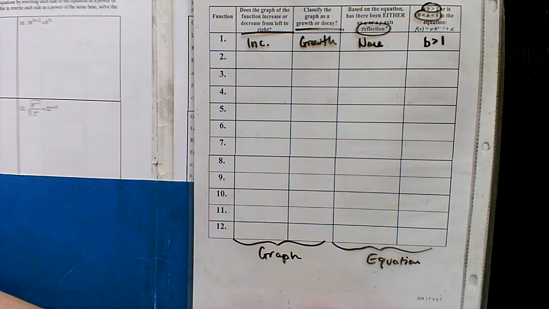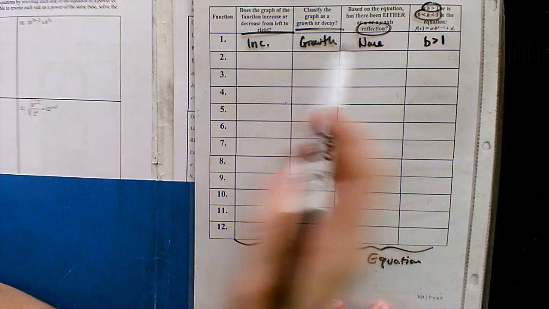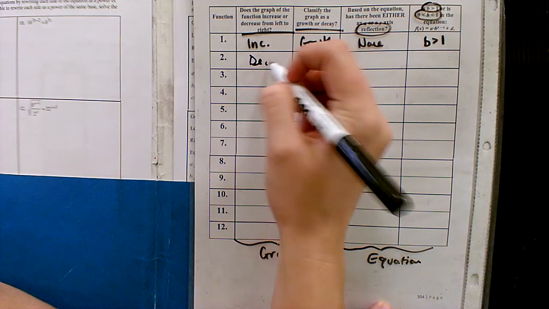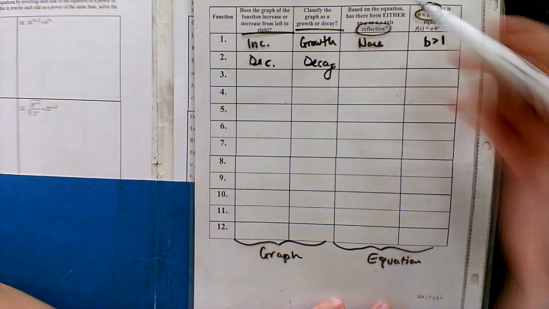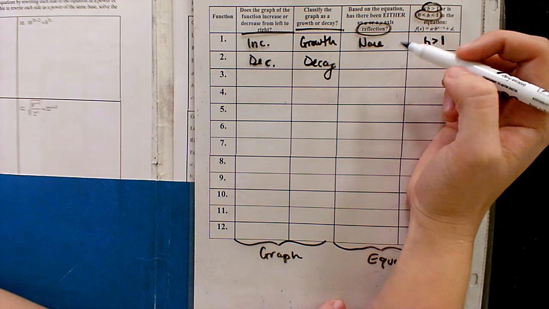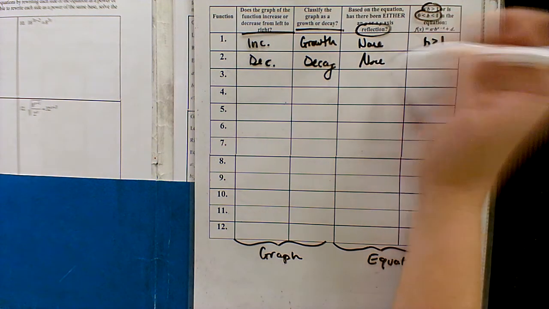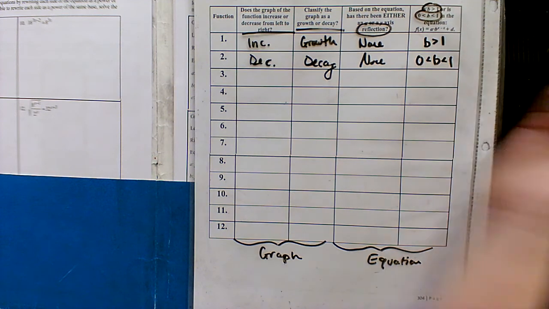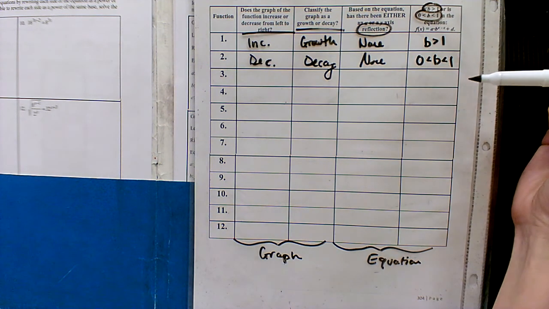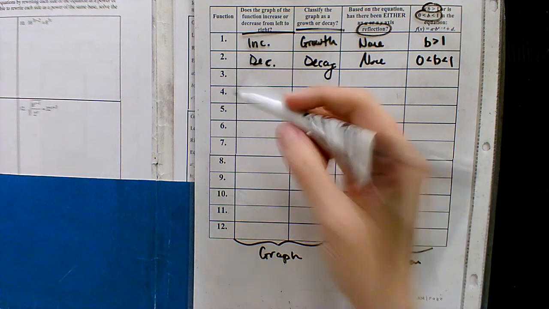Alicia, can you do our graph boxes for number 2? Okay, and Hadley, can you do the equation ones? Okay, so if it's less than 1, it's between 0 and 1. Good. Okay. How do we do for 2? Good. All right. Number 3.